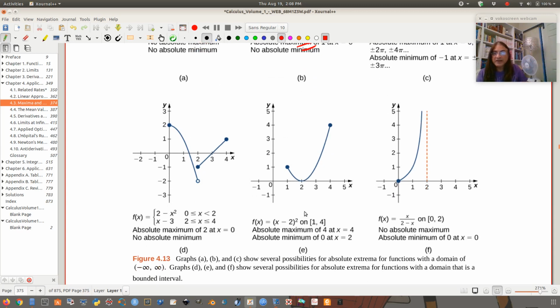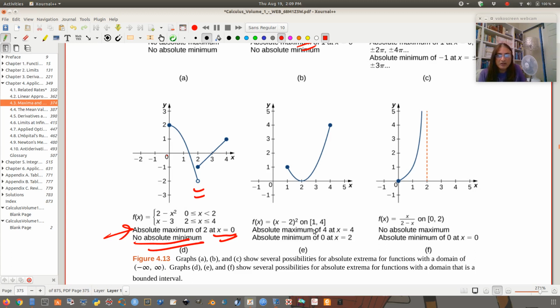Here's a function. Let's see what the domain is. The domain is 0 to 4. The function has an absolute maximum of 2 at x equal to 0, and does not have an absolute minimum, because -2 is not obtained. And for anything less than -2, there is a point which is lower than that. So no absolute minimum, but it does have an absolute maximum.